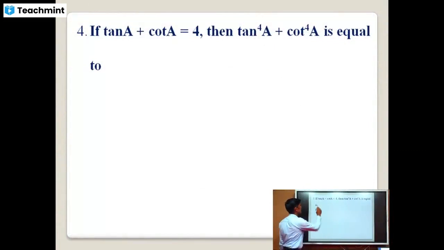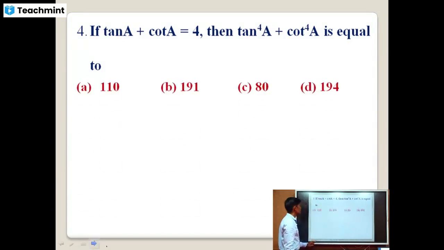If tan A plus cot A is equal to 4, then tan power 4A plus cot power 4A is equal to. Obviously, we can understand that we need to square this equation. Let us see the options. Answers are 110, 191, 80 and 194.